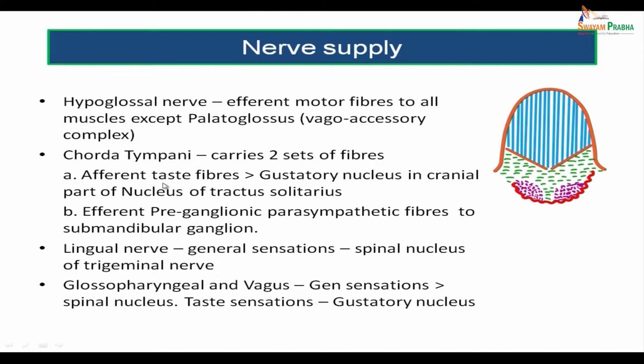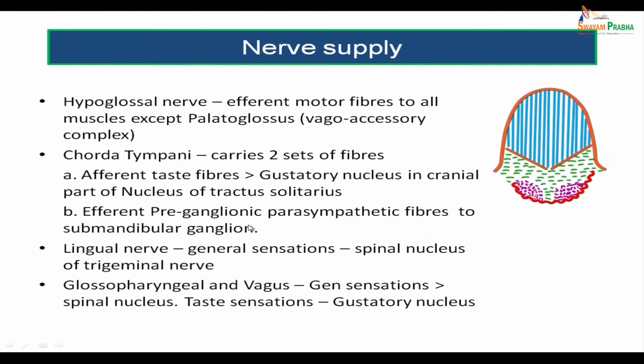One are the afferent taste fibers being carried by the chorda tympani, and the second set of fibers include the efferent preganglionic parasympathetic fibers to the submandibular ganglion. The lingual nerve carries general sensations to the spinal nucleus of the trigeminal nerve, and the glossopharyngeal and the vagus nerve also carry general sensations to the spinal nucleus. They also carry taste sensations to the same gustatory nucleus.